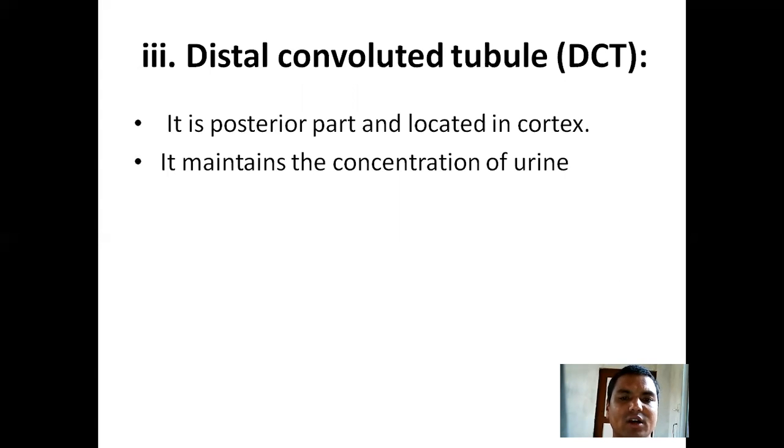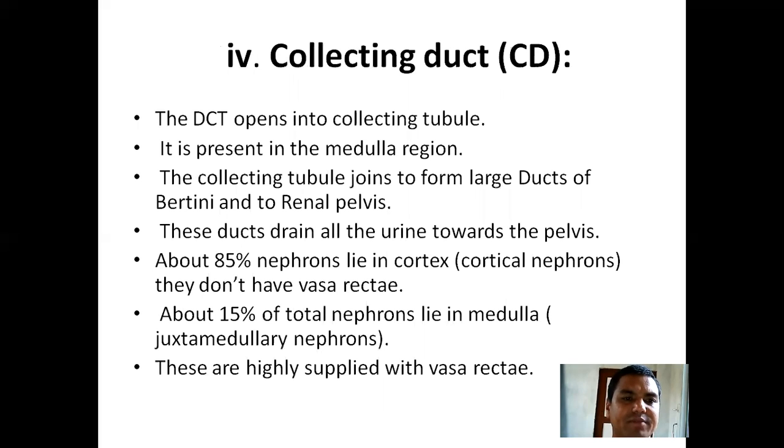It maintains the concentration of urine. The DCT opens into the CD, or collecting tubule. It is present in the medulla region. The collecting tubules join to form the large duct of Bertini and go to the renal pelvis. These ducts drain all the urine toward the pelvis.